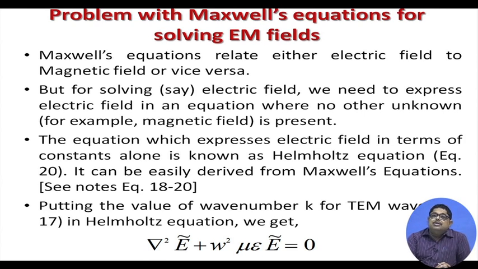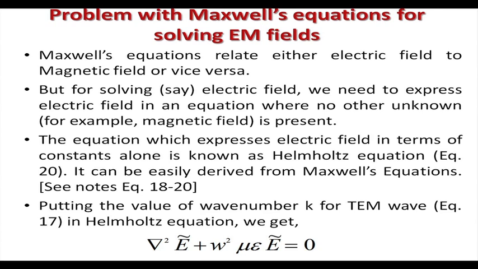Second equation: del cross H is equal to J plus del D by del t. So, basically you see electric field is related to magnetic field, and magnetic field is related to electric field, but both are unknown to me. So, from any of these equations I can solve for neither the electric field nor the magnetic field. So, we need to do some manipulation.